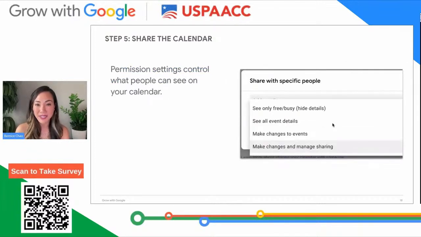For each team member, select the appropriate permission settings. If you'd like them to be able to edit the calendar, select Make Changes to Events. If you only like them to be able to see events, select See All Event Details.